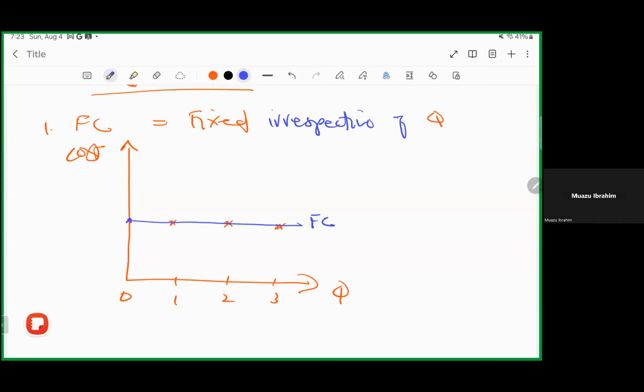So the fixed cost curve is the same thing as perfectly elastic demand, like how you draw it. But this is the fixed cost curve. So it is fixed irrespective of the level of output. So if the amount that we are looking at, maybe here is 100 or 65, it is the same throughout the level of output.